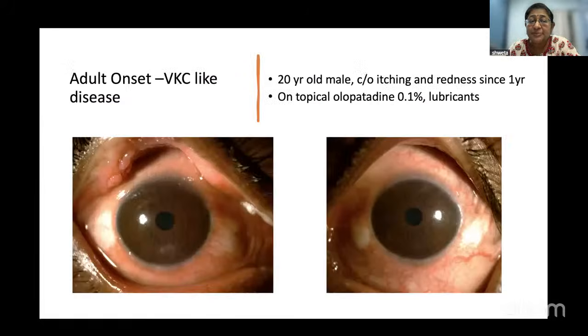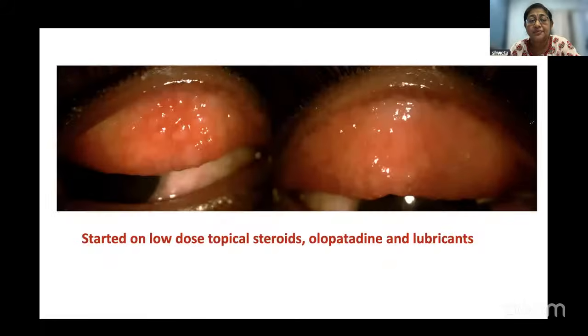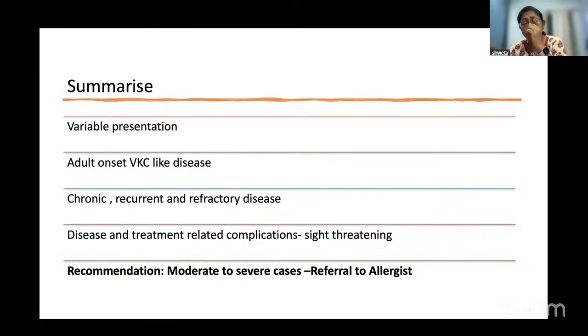We also have a concept of adult onset VKC, where the signs and symptoms are similar, but here you have patients presenting beyond 18 years of age, where the treatment and presentation is similar. So to sum up, we have a variable presentation. You do have a condition called adult onset VKC-like disease.